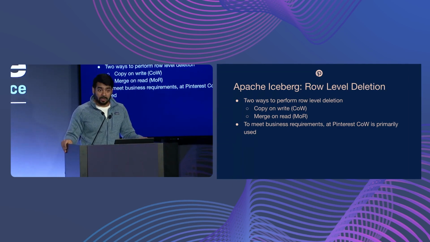The former, copy on write, is most suited to read-heavy workloads, which is what we have at Pinterest mostly. So for that reason, we went with copy on write. We are still with copy on write deletions. On the other hand, merge on read is really good for use cases which are write heavy. So for example, if you have a CDC pipeline, which is very write heavy, merge on read will be very beneficial there.